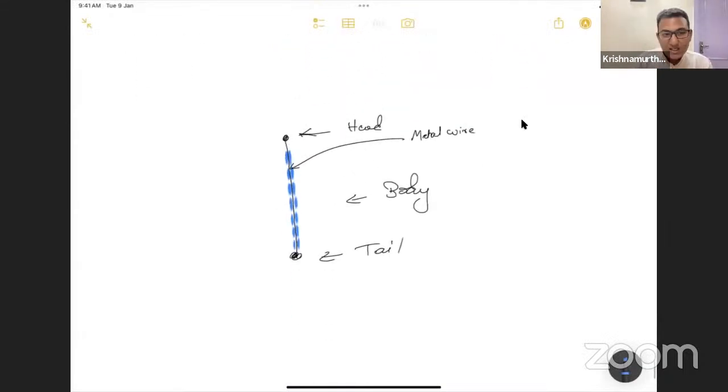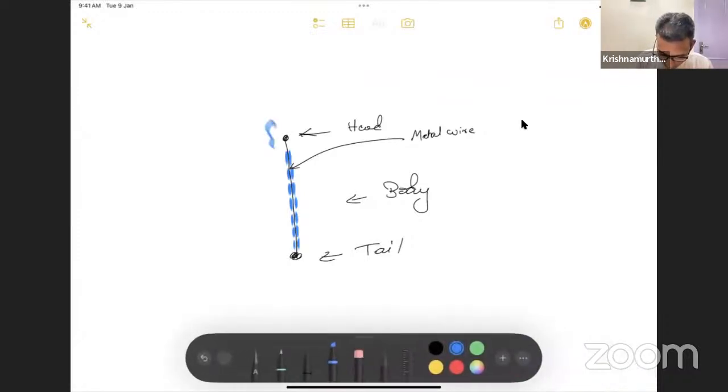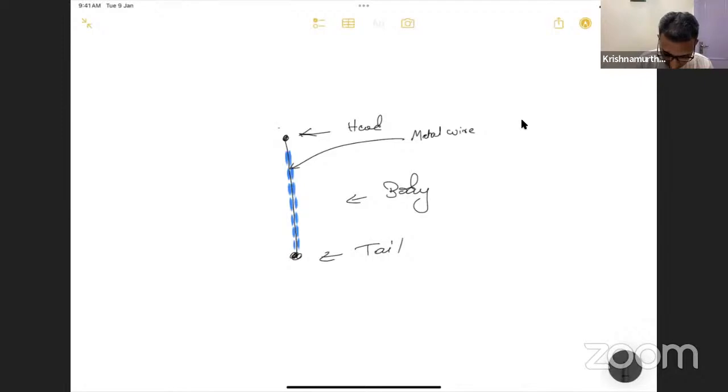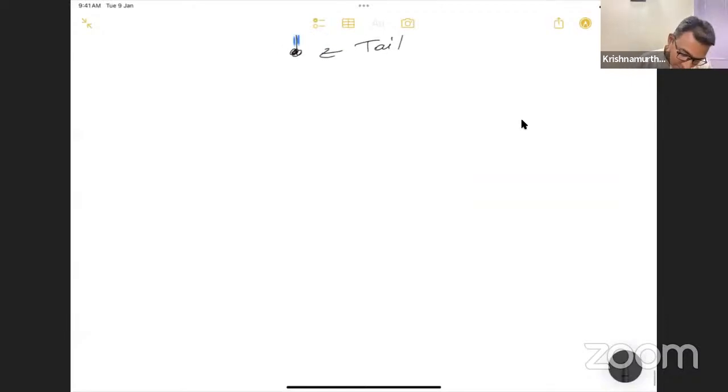So whatever I told as head, it's called the cell body in the anatomical term. This is my terminology which I used. This is called the axon. Okay.